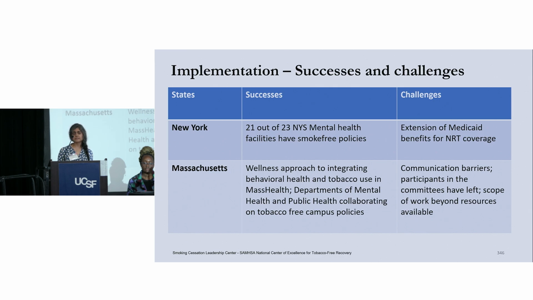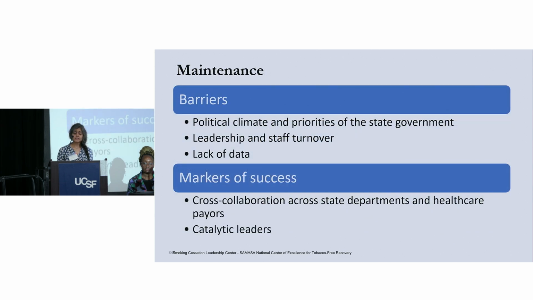There were participants in the summit that initially convened that had later left. That was making it hard to move the work forward. So in terms of maintenance, some of the barriers, and this is something that we actually experienced most recently in Tennessee for a leadership summit, where the political climate and the priorities of the state government do play a role. And if this is not a priority, even though there might be people within the government willing to move it forward, it makes it really hard.